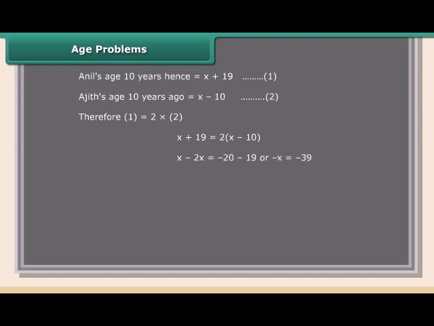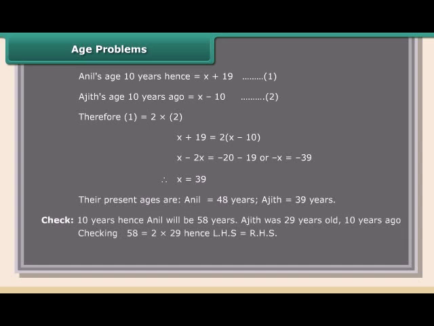x minus 2x is equal to minus 20 minus 19, or minus x is equal to minus 39. Therefore, x is equal to 39. Their present ages are: Anil is 48 years, Ajit is 39 years.